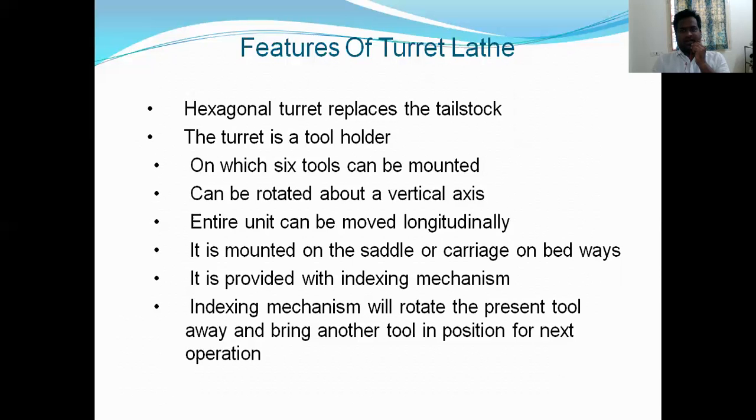It is mounted on the saddle or carriage on bedways. So the turret lathe is mounted on the saddle or carriage on bedways. It is provided with indexing mechanism. Why this indexing mechanism? Because the indexing mechanism will rotate the present tool away and bring another tool in position for the next operation. I have already told you about the indexing mechanism in previous sessions.